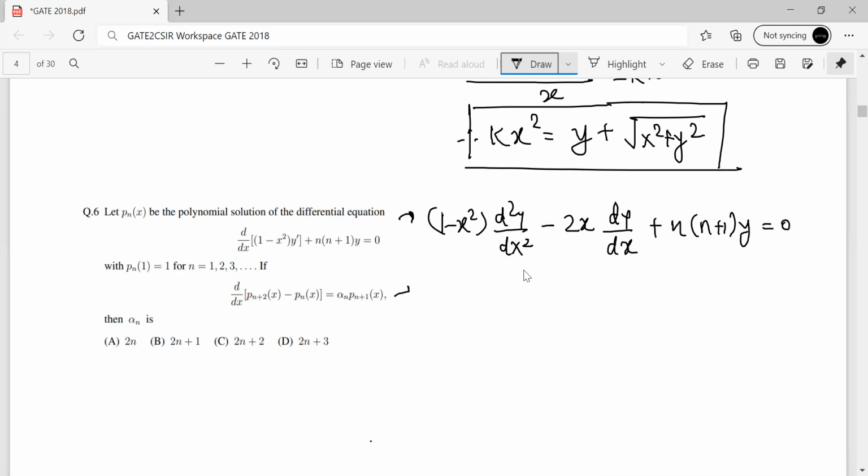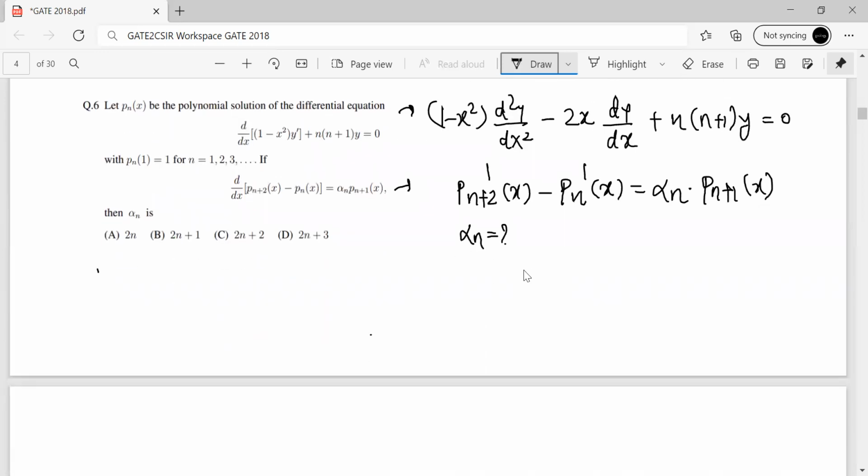And now you are given a recurrence relation. The recurrence relation is given by Pn plus 2 dash of x minus Pn dash of x equals alpha n times Pn plus 1 of x. Then what is alpha n? That we need to find out.